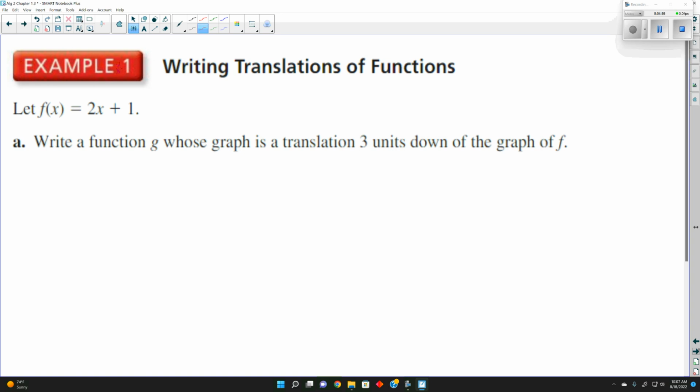So the first one here, we want to write a function g whose graph is a translation 3 units down of the graph of f. So when we talk about translations up and down, we're thinking of the function, so g of x. Okay, let me actually write this below it. What we're thinking of is g of x, our new function, is equal to our f of x plus k. Because when we talk about a vertical translation up and down, this is the basic function we're thinking of. And this is going to be true for any vertical translations.